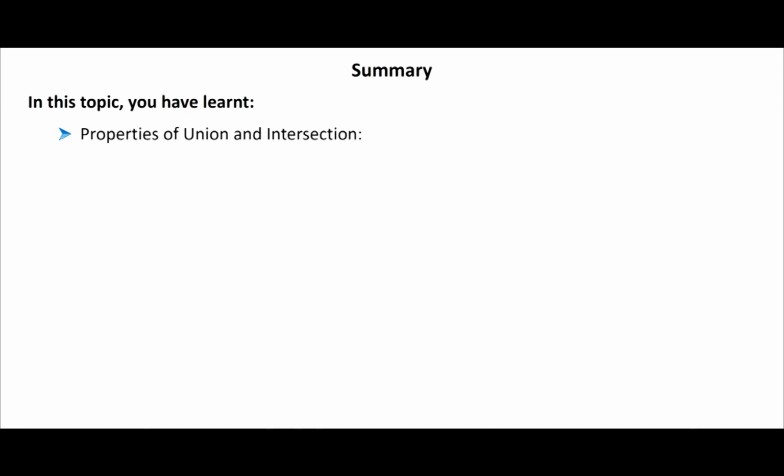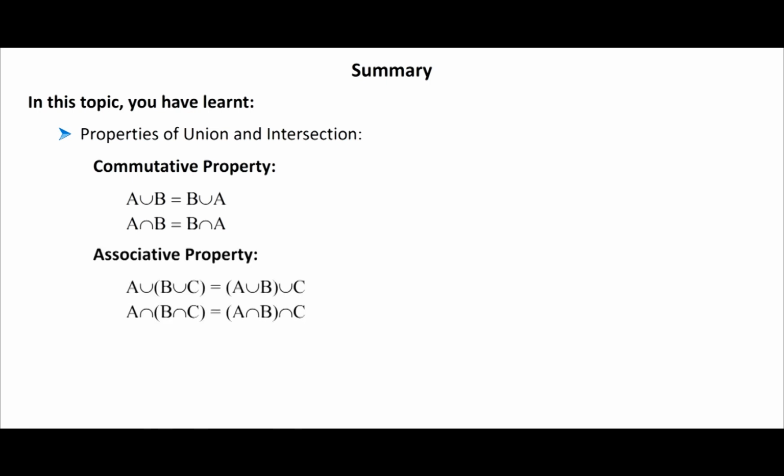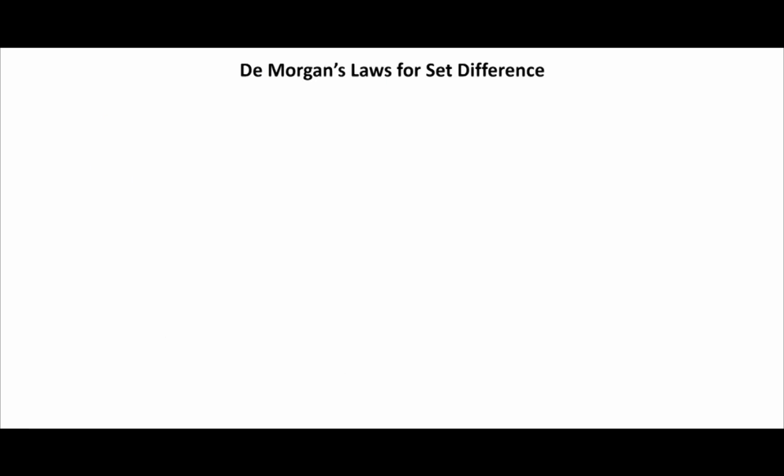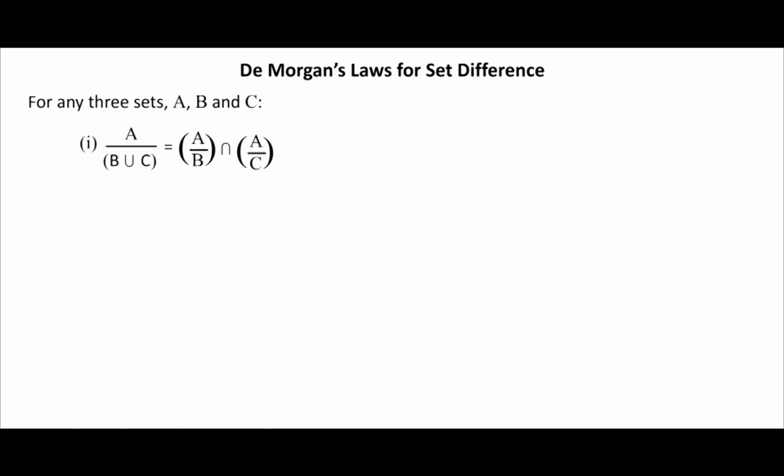Properties of union and intersection. Set union and intersection are commutative. Set union and intersection are associative. Intersection and union are distributive. De Morgan's laws for set difference. For any three sets A, B and C, A difference (B union C) is equal to (A difference B) intersection (A difference C). A difference (B intersection C) is equal to (A difference B) union (A difference C).